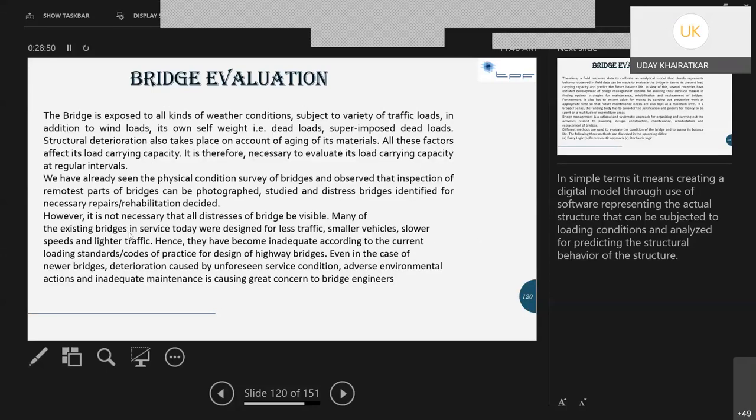Many of the existing bridges in service today were designed for less traffic, smaller vehicles, slower speeds, and lighter traffic. Hence, they have become inadequate according to the current loading standards and codes of practice for design of highway bridges. Even in the case of newer bridges, deterioration caused by unforeseen service conditions, adverse environmental actions, and inadequate maintenance is causing great concern. The case is that of our Palavaratam flyover, where the recently constructed bridge was observed to be under severe distress.